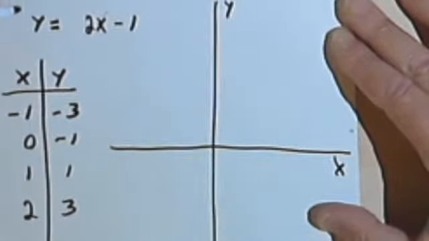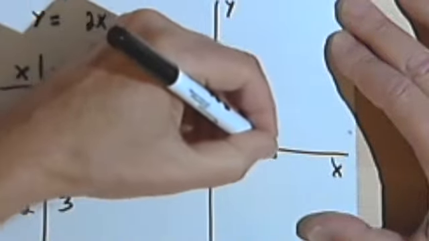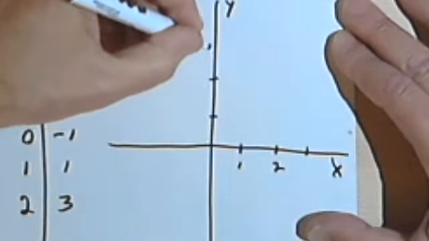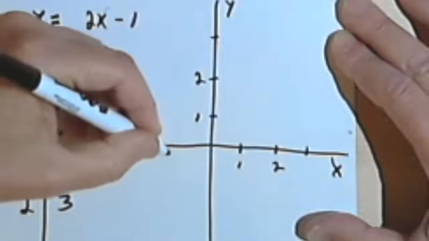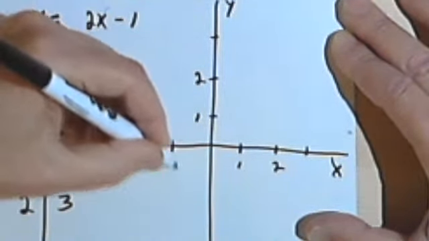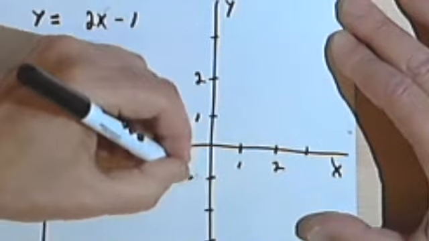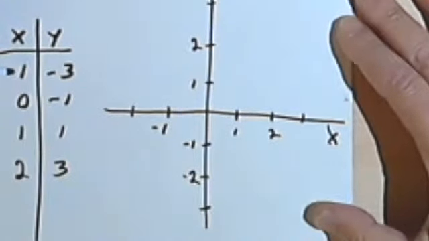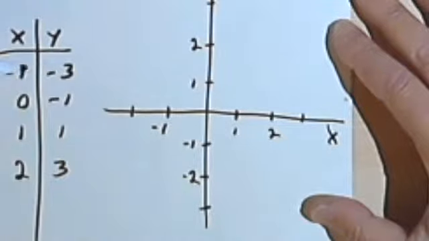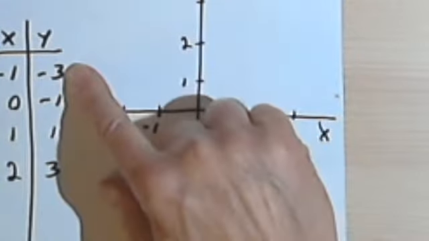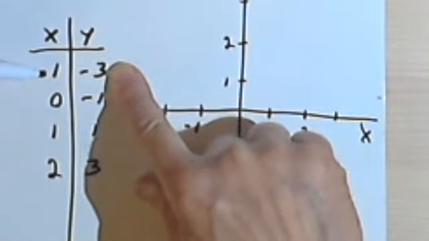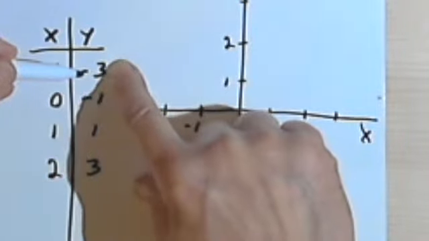Draw my x-axis and my y-axis. I'll put some tick marks in. And now what I want to do is plot some of these points. What that means is this. I'm thinking of each pair of numbers as a pair where x is the first number and y is the second number. So I've got this situation where x is -1 and y is -3.